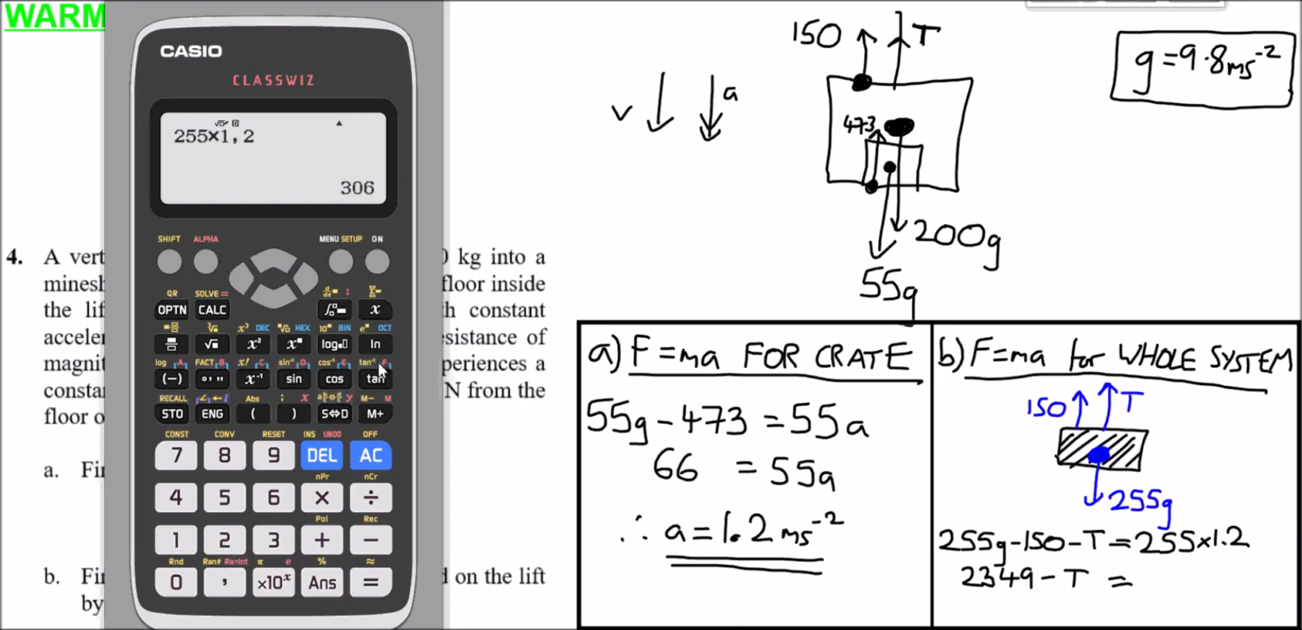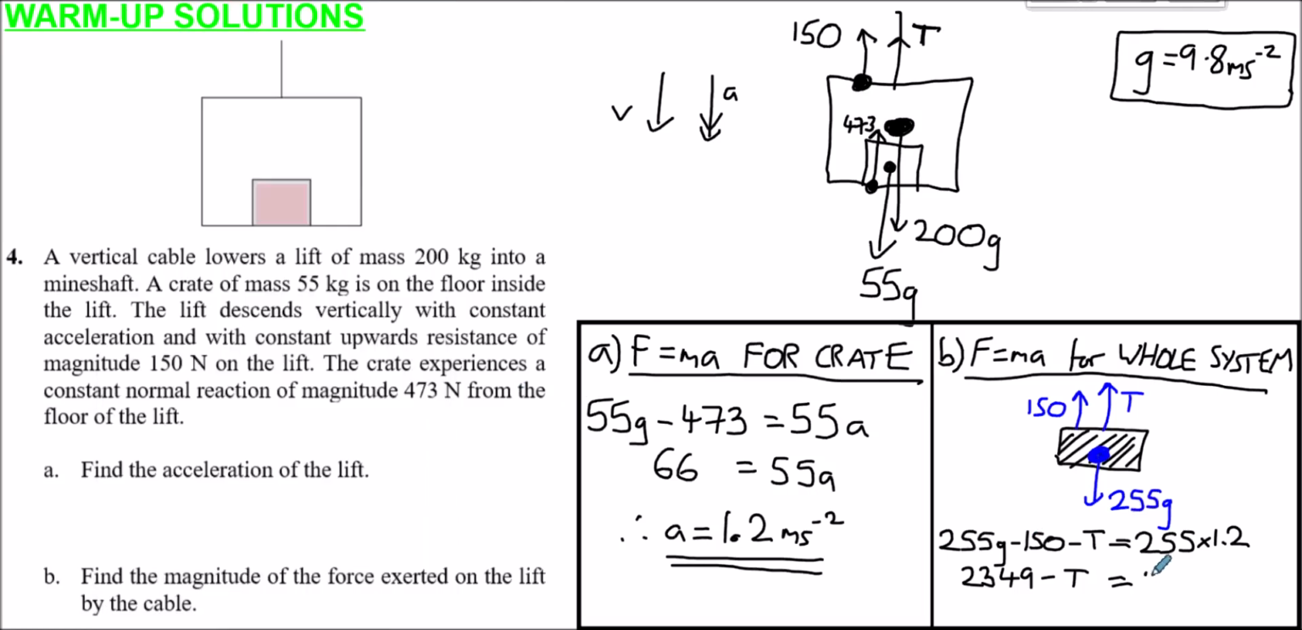We get 306. And so with a simple rearrangement of this very simple equation, we therefore get that T equals 2349 minus 306, which to three significant figures would give us 2040 newtons. Okay, so 2040 newtons to three significant figures at least. So that's the warm-up completed.